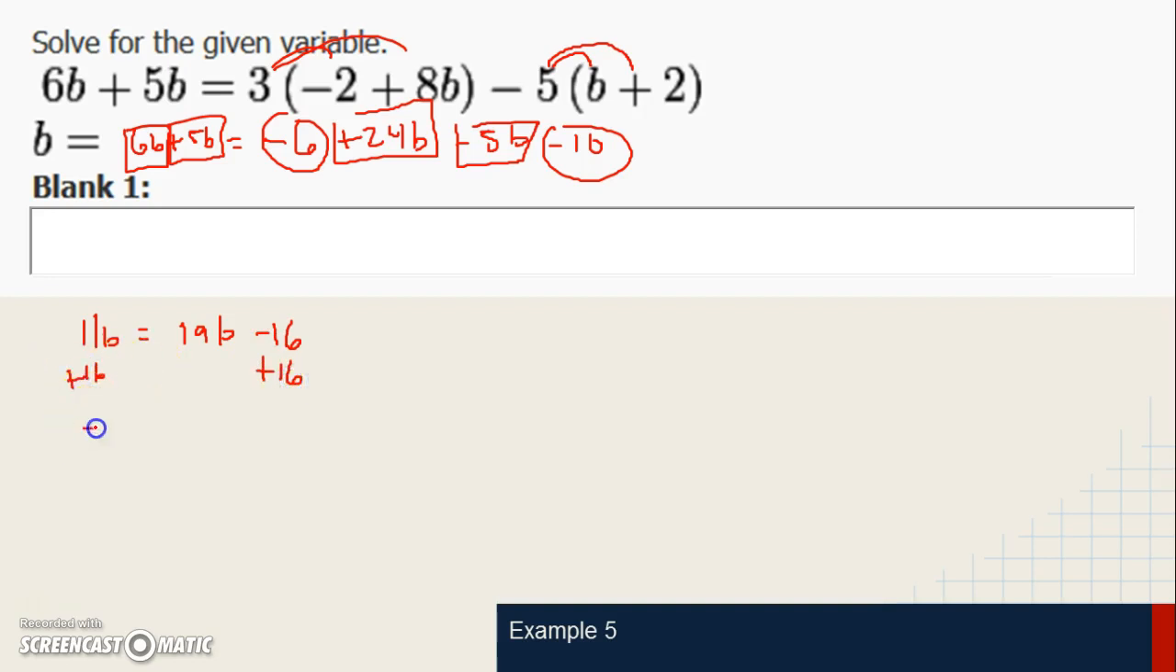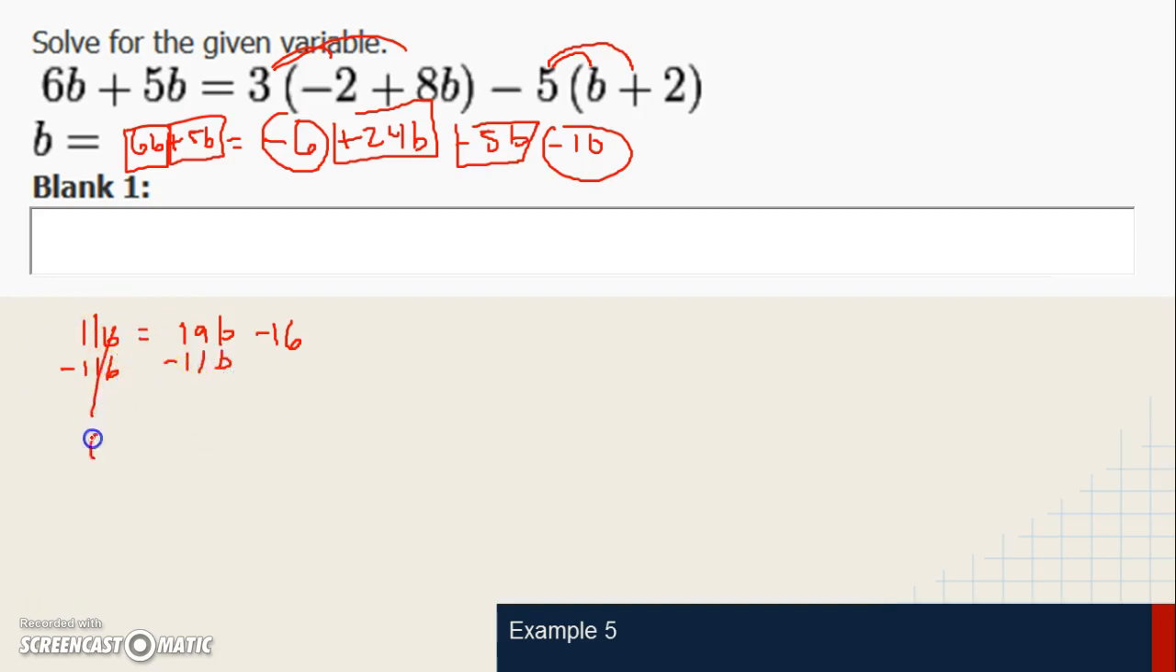And I end up with 27b equals. Let me back up a step. What I should be doing is combining the b's. So I'm going to erase this. And I'm going to go ahead and combine my b's first. I have 11b and 19b. So I'm going to go ahead and eliminate the 11b.